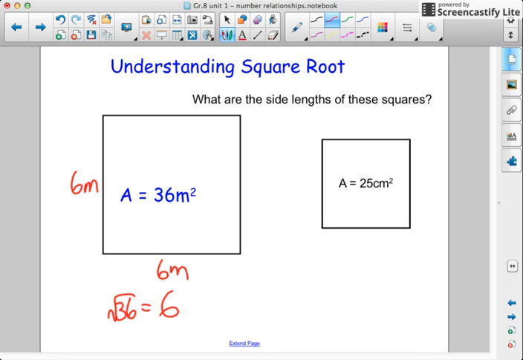36. For this next square here, if the area was 25 centimeters squared, obviously the sides are the same length, so what times by itself would give you 25? Well, that would be 5. In this case, centimeters, 5 centimeters. So the square root of 25 is 5.